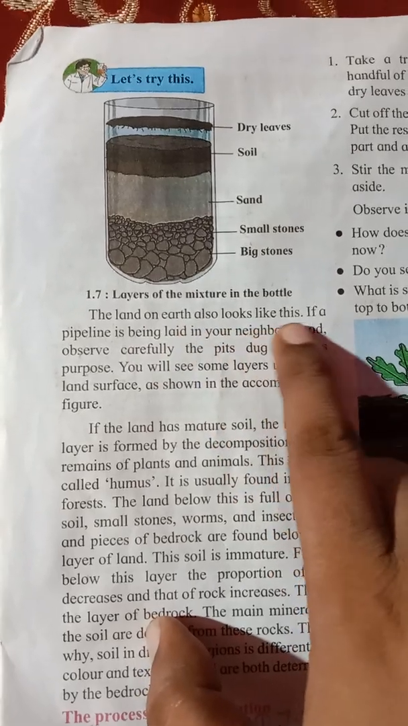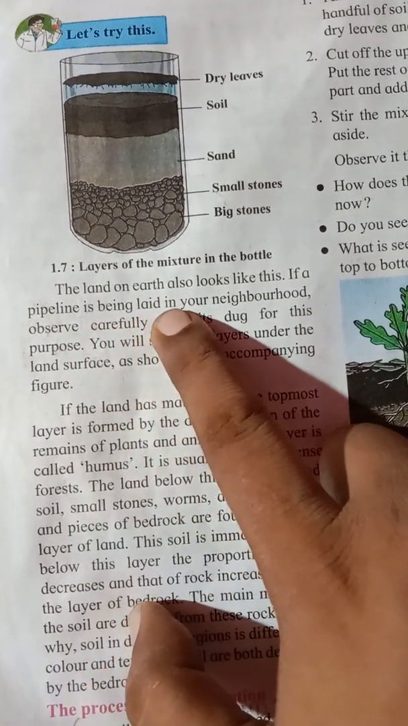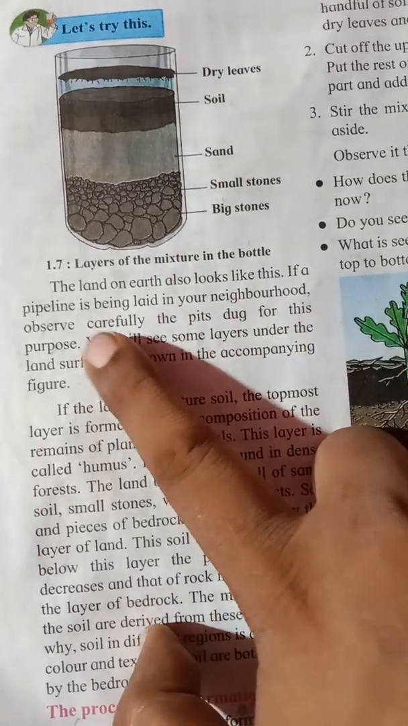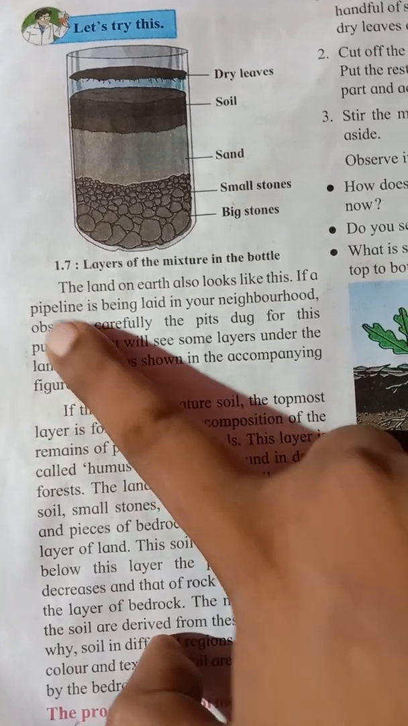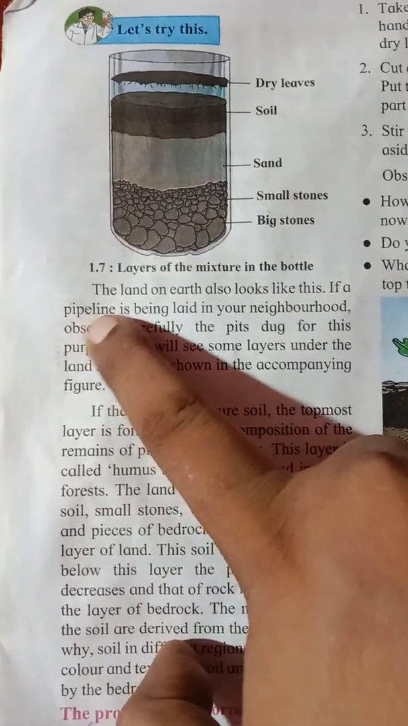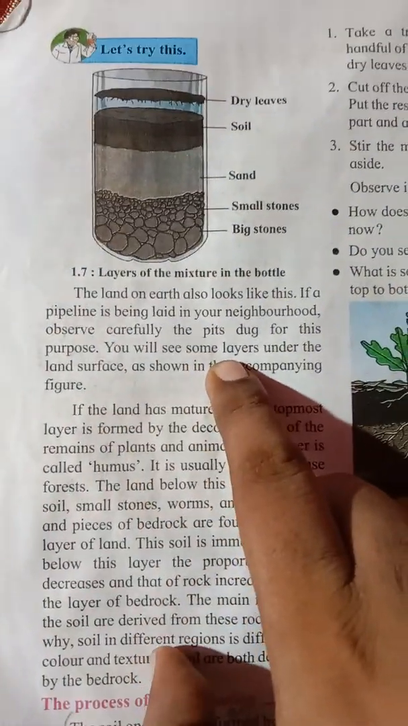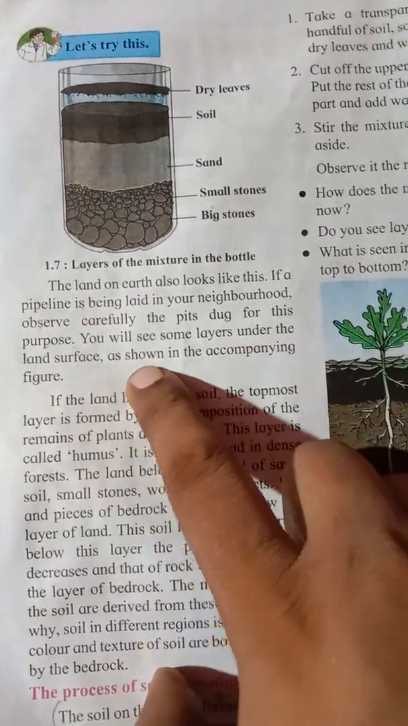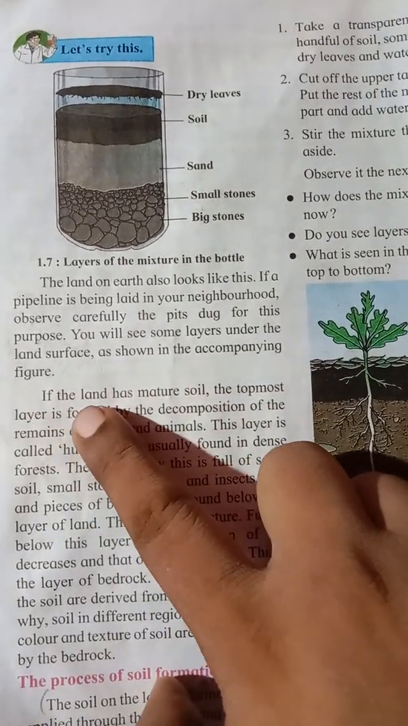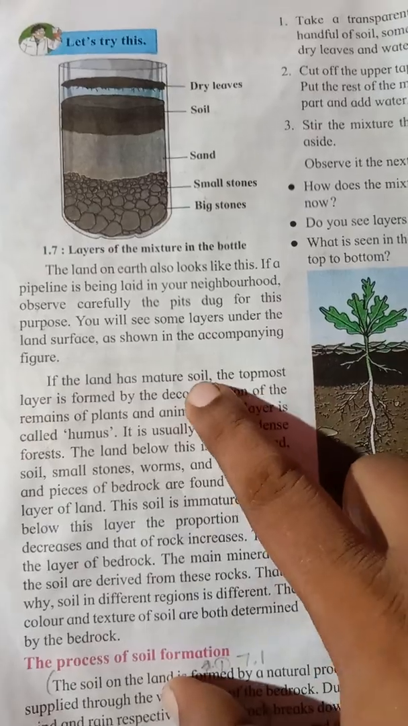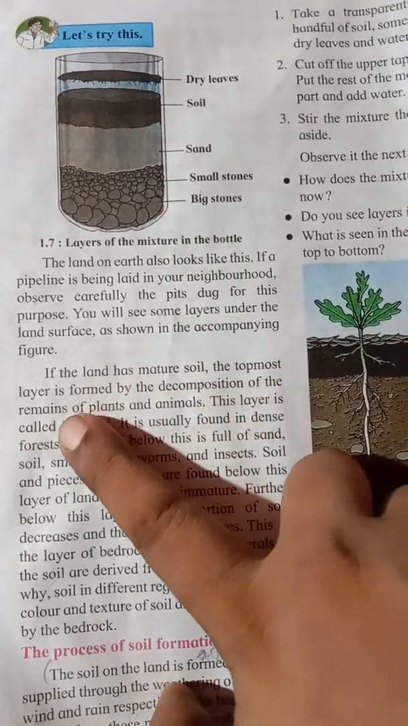The land on the earth also looks like this. If a pipeline is being laid in your neighborhood, observe carefully the pit dug up for the pipeline, or a borewell. At that time you will see all these layers, the same layers under the land surface as shown in the accompanying figure. If the land has mature soil, the topmost layer is formed by the decomposition of the remains of plants and animals.